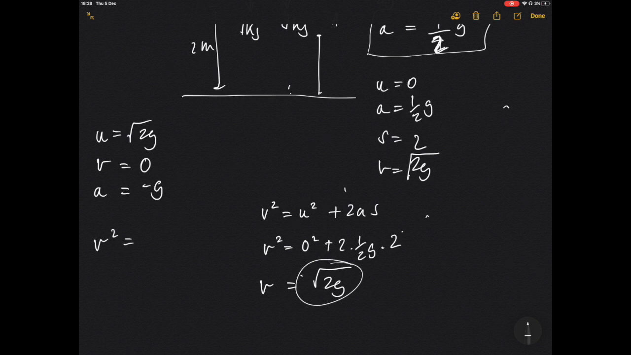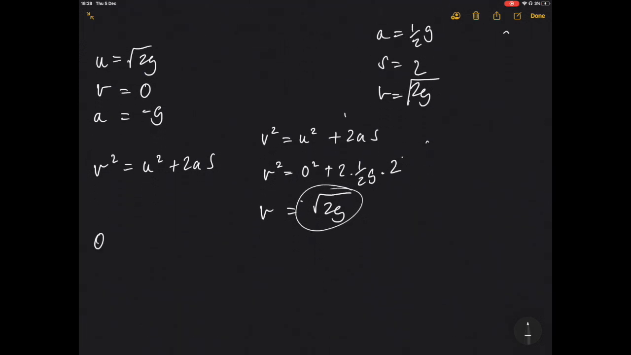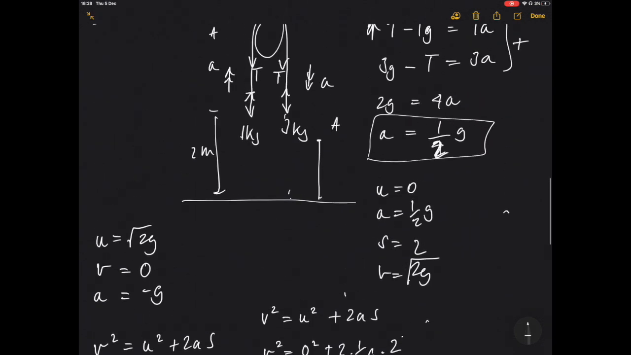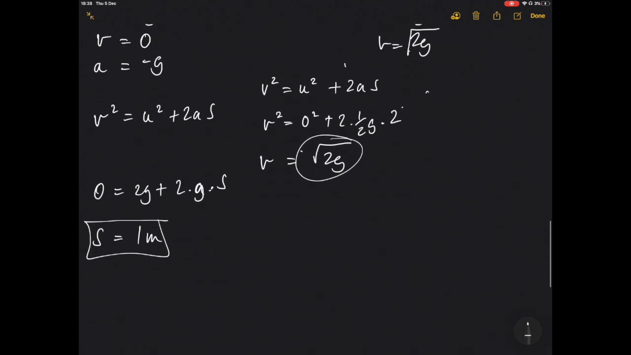So again, we can use v squared equals u squared plus 2as. So we can say that 0 equals 2g plus 2 times negative g times s. If we stick this in, we find that s equals 1 meter. So as this ball's dropped, it's finally hit the point here. It had an initial velocity, so this velocity has kept it going, but then the acceleration, which was gravity, has been pulling it back down to Earth.